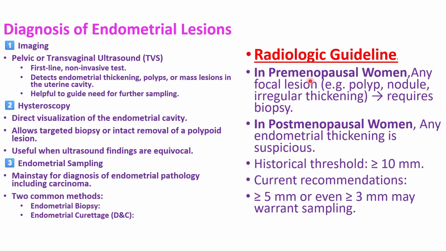Radiologically, in premenopausal women, any focal lesion like polyp, nodule, or irregular thickening requires biopsy. In postmenopausal women, any suspicious endometrial thickening warrants it. Previously the threshold was more than or equal to 10 mm, but current recommendations say that more than 5 mm, or even more than or equal to 3 mm, may warrant sampling.